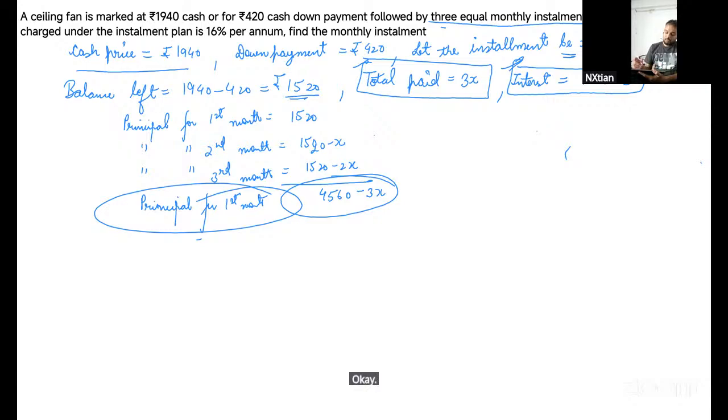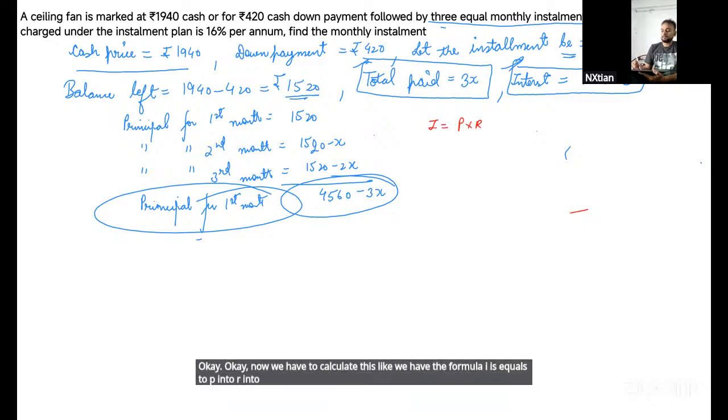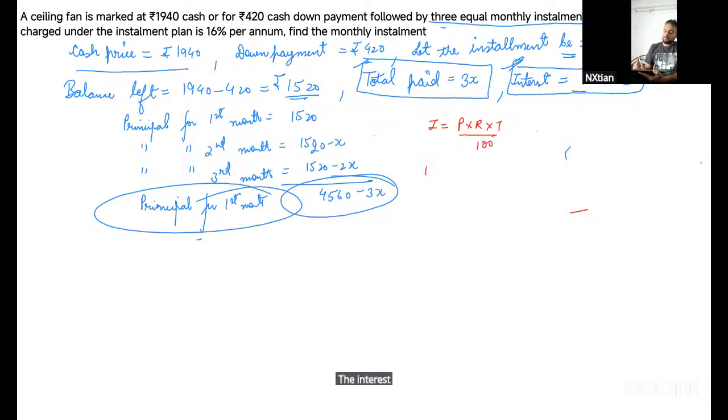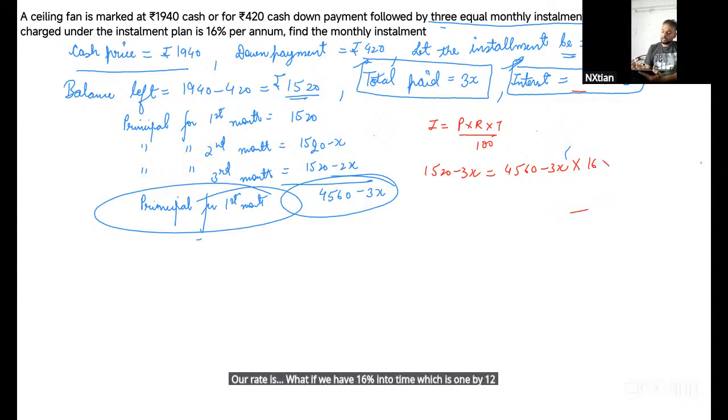Now we have to calculate this. We have the formula I is equal to P into R into T by 100. So interest is 1520 minus 3x is equal to P. Principal is 4560 minus 3x into R. Our rate is 16% into time, which is 1 by 12 upon 100.